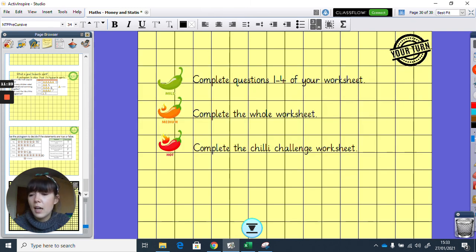Okay, so today your turn is to have a look at the worksheet that we've given you. Complete questions 1 to 4 for the mild. Complete the whole thing for the medium. And I've seen a lot of people completing the whole worksheet, which is really impressive to be so aspirational. Good job. And then if you want to push yourself even further, there's always a chili challenge to work out the answers.